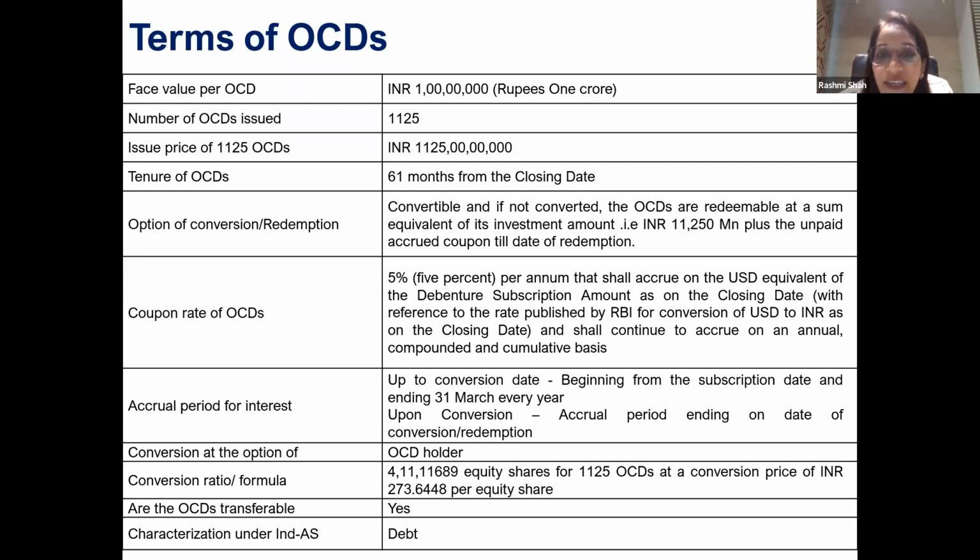The coupon rate of the OCDs is 5% per annum. Then there are some terms as to how it will accrue on the USD equivalent. The accrual period is given up to the conversion date, and then upon conversion, there are some more terms. Conversion is at the option of the OCD holder. Then they have given a conversion ratio or a formula, which is 273.6448 per equity share. They are transferable and they are categorized as debt. How do you think you will value this? I'm just giving an example of a mid-level complicated case.